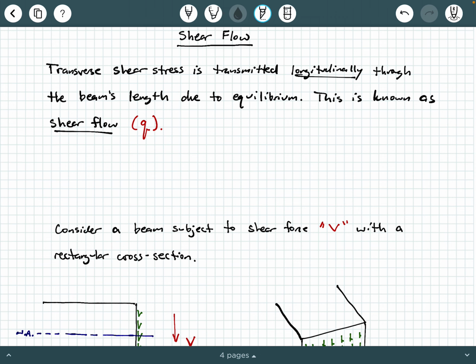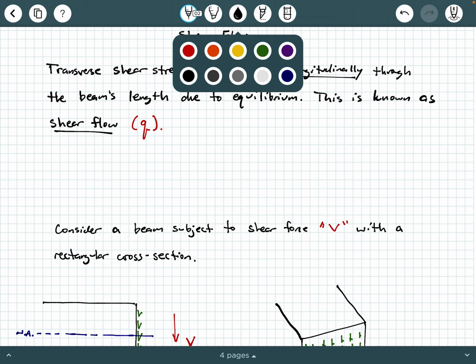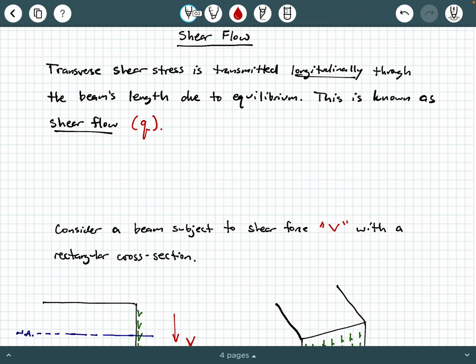It turns out that transverse shear stress, which we call tau, is transmitted longitudinally through the beam's length due to equilibrium. Now, what we call that is shear flow, and we give it a label of lowercase q. The way we calculate shear flow is quite simple. Little q is going to be equal to V times capital Q over I.